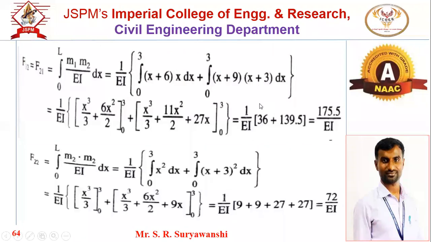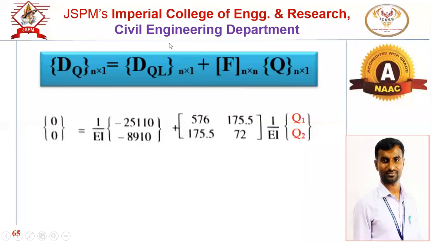Then put the values. So if you put the values for the DQL matrix and the flexibility matrix, now we have to simplify this. How to simplify? This column matrix has two minus terms, so 1 by I can be neglected. From the calculation, these two terms are minus. If you consider this term on the right hand side, it will become plus. These two will be plus if you take this term on the left hand side.